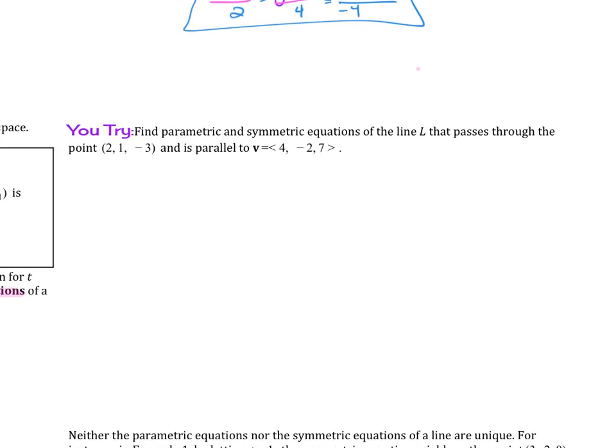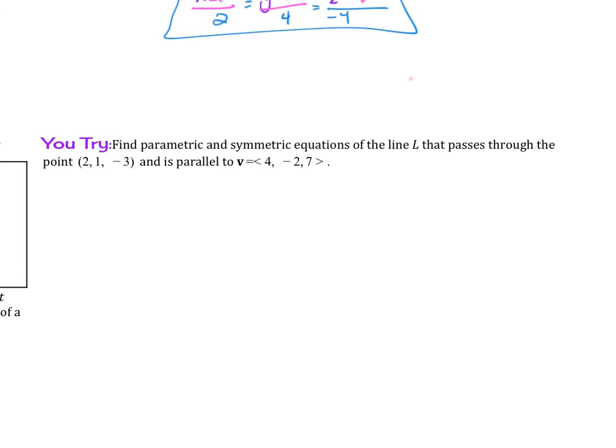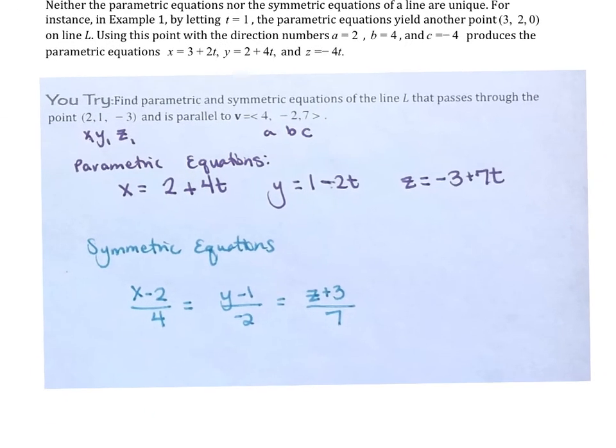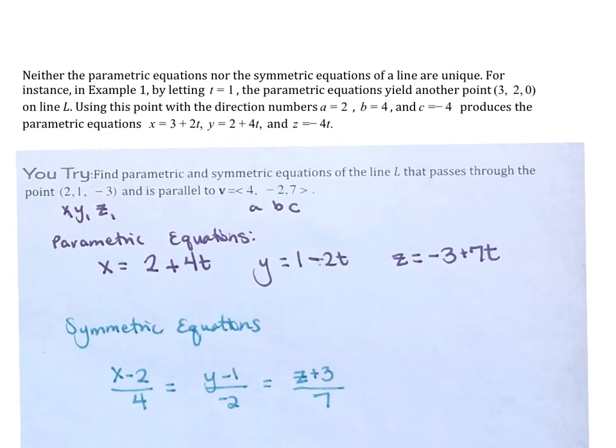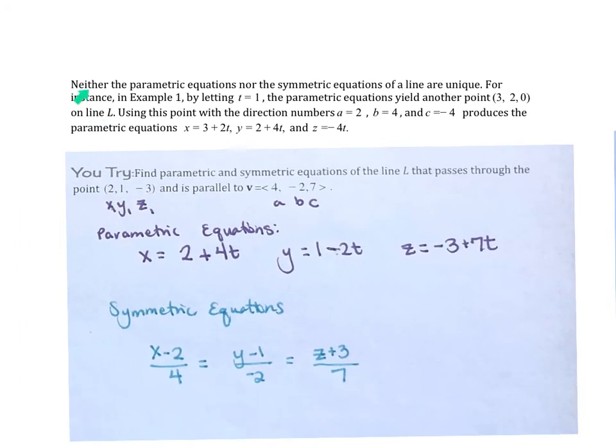So try out this example here. Find the parametric and symmetric equations of the line L that passes through the point (2, 1, -3). If you tried this out, you would find the parametric equations to be x equals 2 plus 4t, y equals 1 minus 2t, and z equals -3 plus 7t. The symmetric equations were (x minus 2) over 4 equals (y minus 1) over -2 equals (z plus 3) over 7.